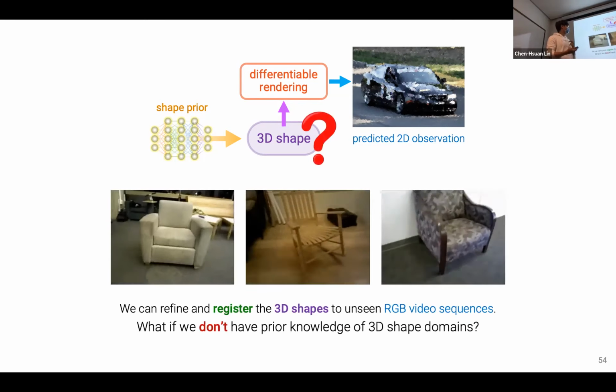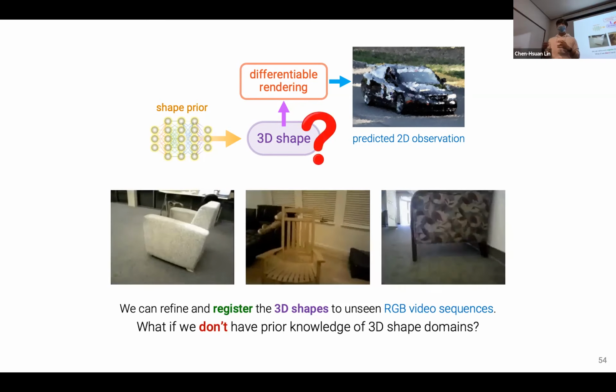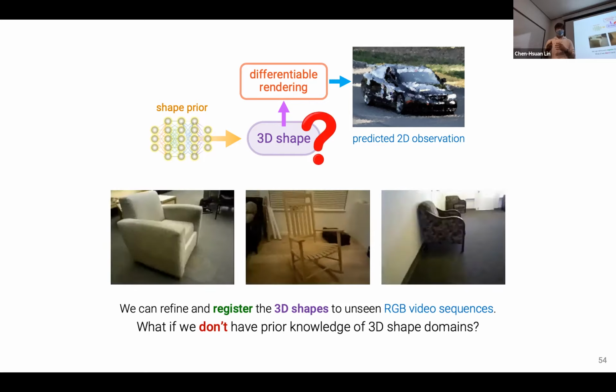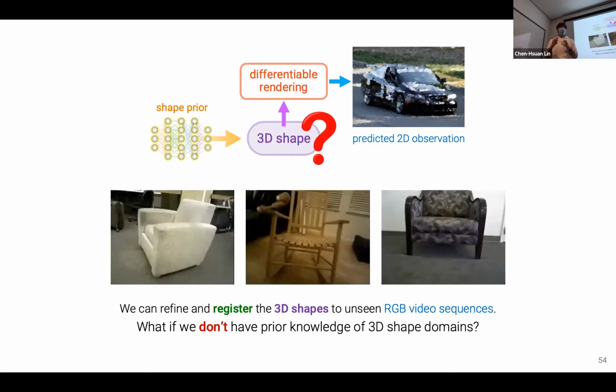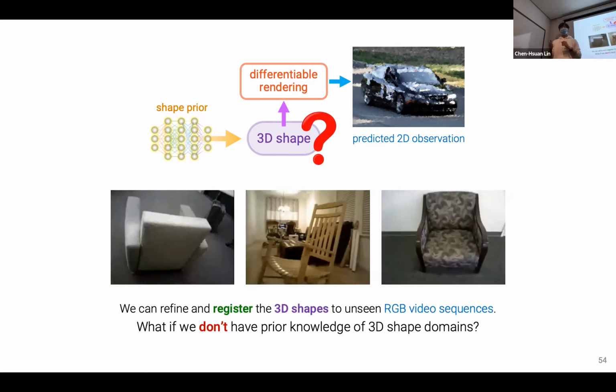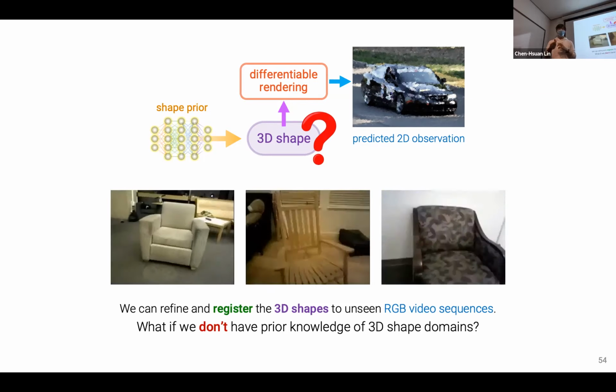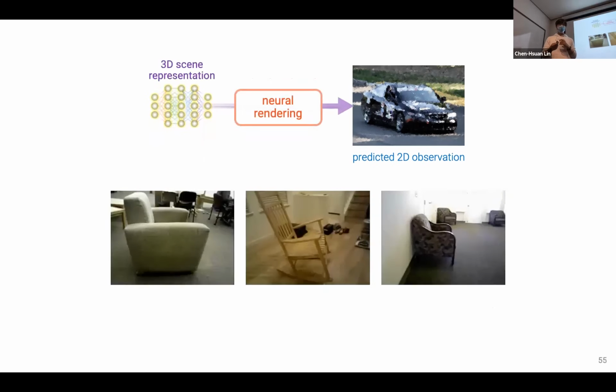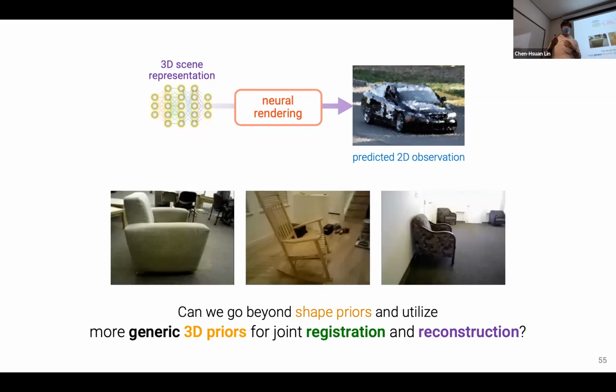But we want to think about, what if we don't have this kind of prior knowledge of the shapes that we want to expect? What if we have just arbitrary scenes and we want to optimize for what the structures should look like? So we want to think about the problem of, can we go beyond these shape priors and use a more generic prior for 3D, so that we can jointly optimize for registration and reconstruction at the same time for more general things using a more generic 3D prior.